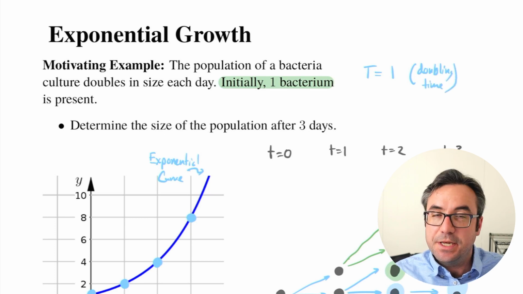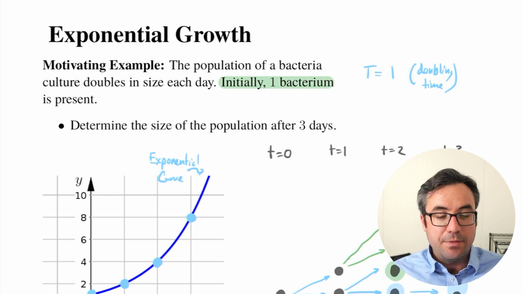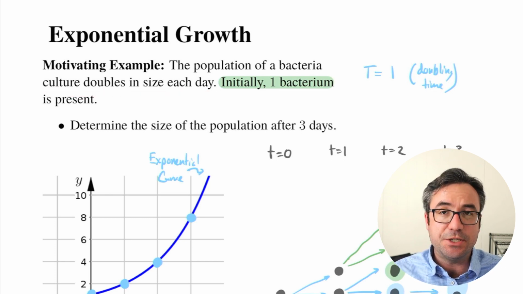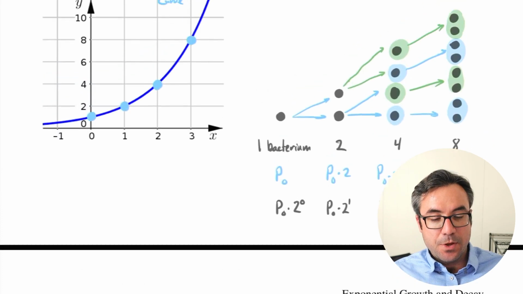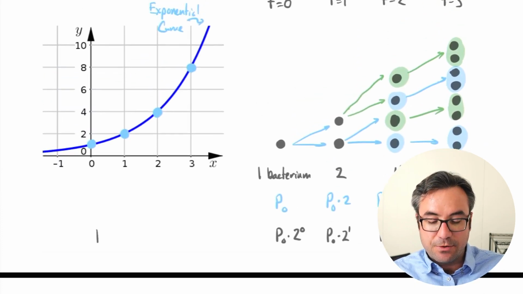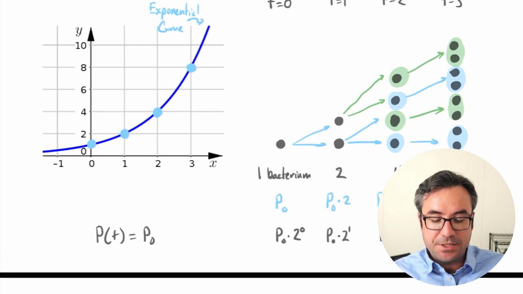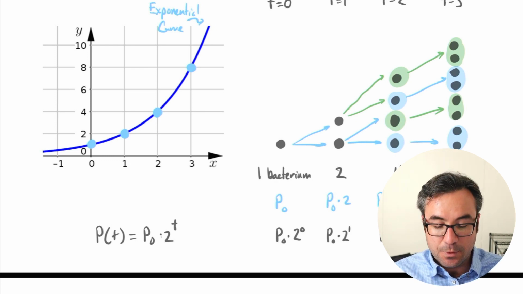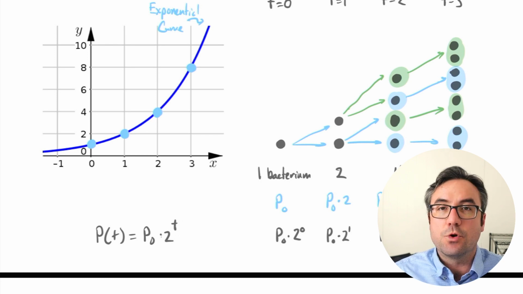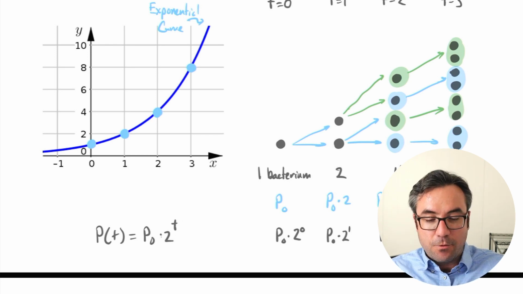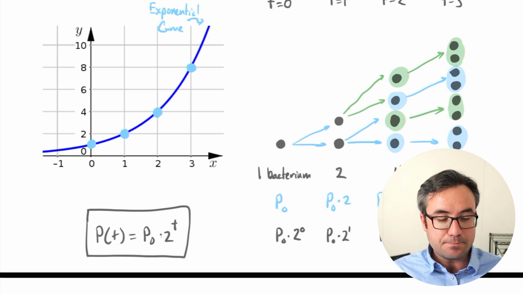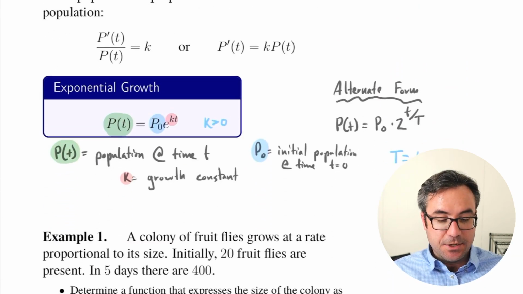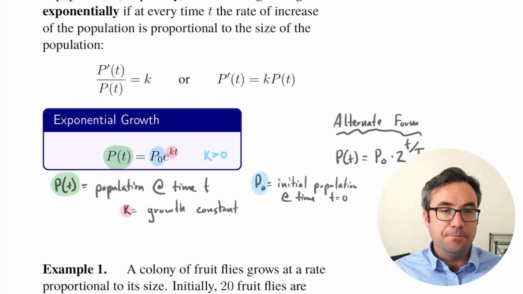And different populations are going to take different amounts of time to double. But in this little example, our population was doubling in size each day. So the capital T value there was 1. And so in this case, we could say that the general form for this population would be P0 times 2 raised to the little t over 1. Or, we don't normally write division by 1. So this would be our formula for the population size at any time for this example.